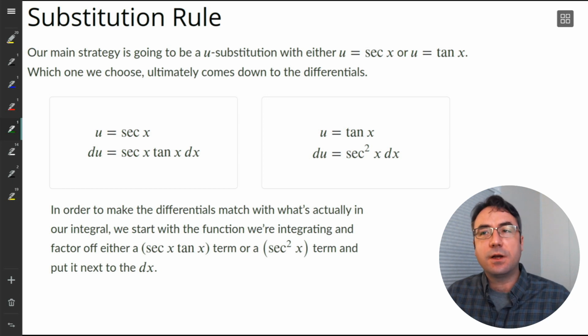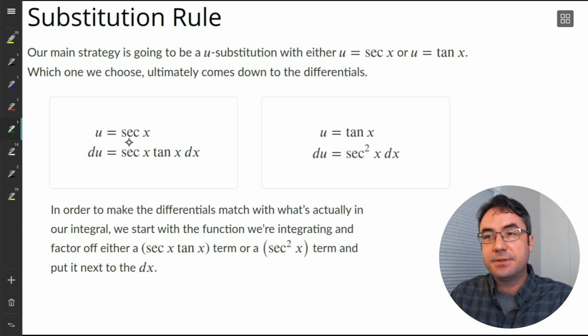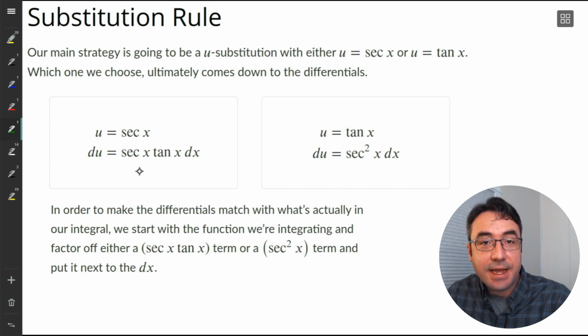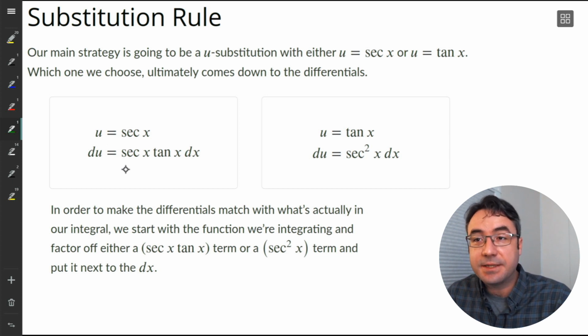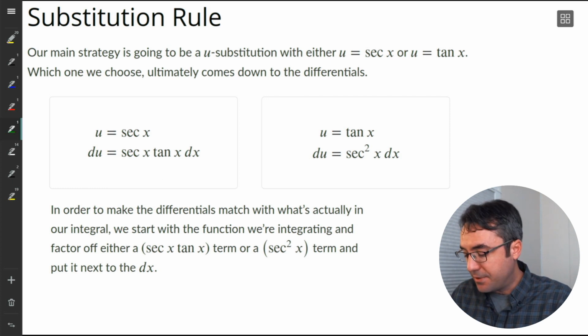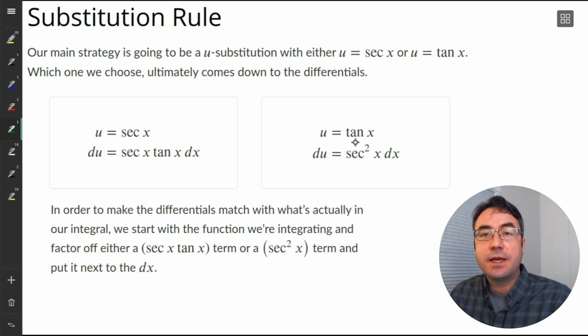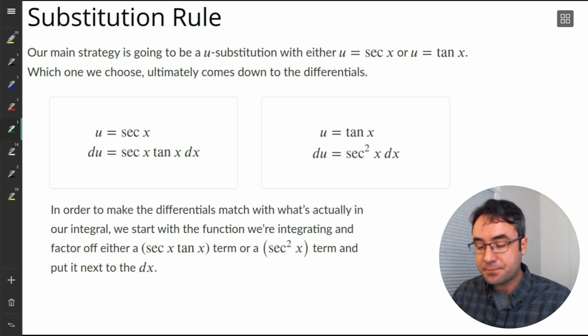And which one we use ultimately comes down to our differentials. So we know that the derivative of secant is secant times tan. So if we're going to let u equal secant x, the differential then has to be secant x times tangent x dx. Same thing for tangent. If we're going to let u equal tangent x, well then what's the derivative of tangent? It's secant squared x. So our differential then has to be secant squared x dx.